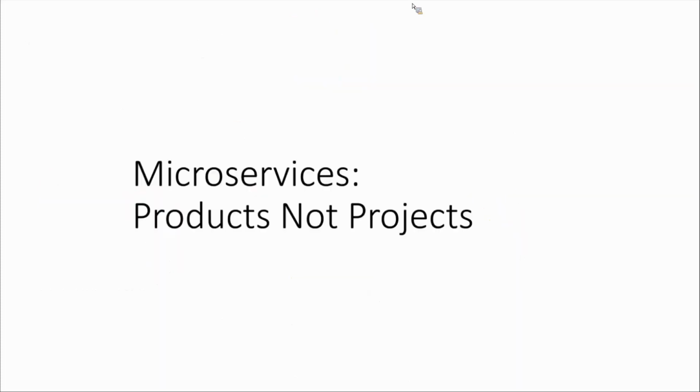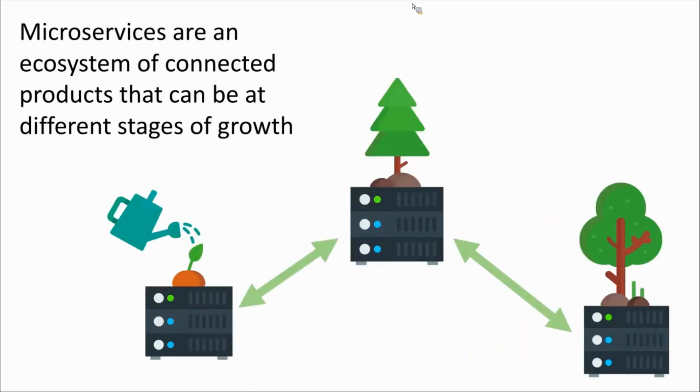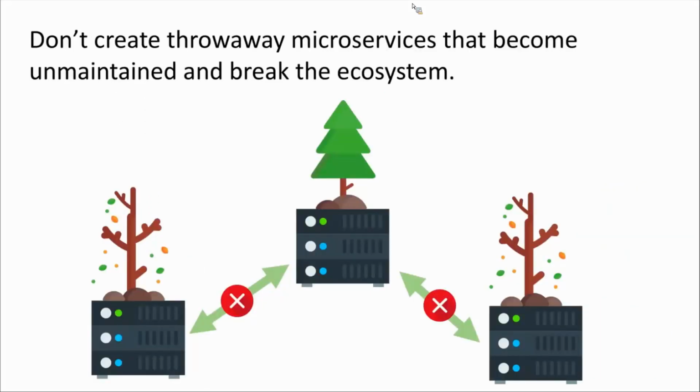With microservices, I want products and not projects, which is a little bit more colloquially referred to as cattle, not pets. But my products grow over time, right? And with microservices, they're part of an ecosystem of connected products that can be at different stages of growth. And I want to treat all of those differently and accordingly. So I don't want to just create throwaway microservices that become unmaintained and then break my ecosystem. I want to keep building these and I want to keep growing them.